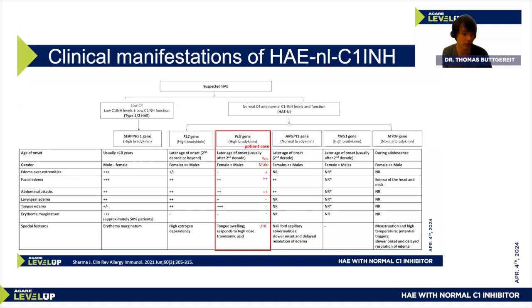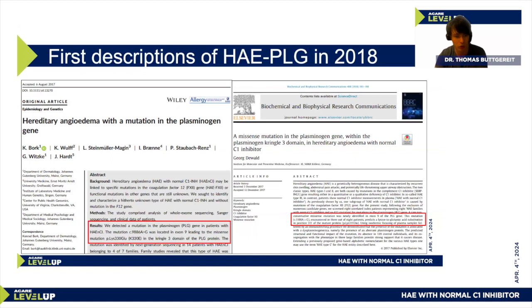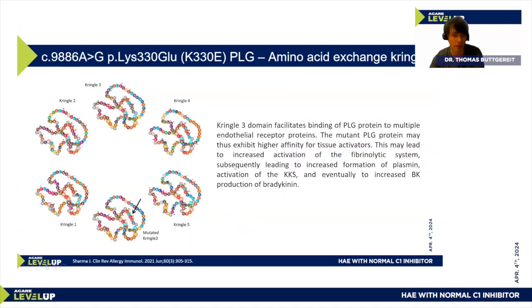The patient had, as you saw, extremity swellings, also facial edema, abdominal attacks, but the patient never had so far laryngeal edema and no tongue edema, which is more commonly described for patients with plasminogen mutations. As for the response to high-dose tranexamic acid, usually they respond well. What was known from the literature has not been established by me. So when we look more closely into the literature, what is known about mutations in plasminogen described for HAE with normal C1, we find these initial publications, as Anete introduced already, described by Konrad Borg, but also by Georg Dewald. And these mutations, which have been described, cause an amino acid change in the Kringle domain of the plasminogen.